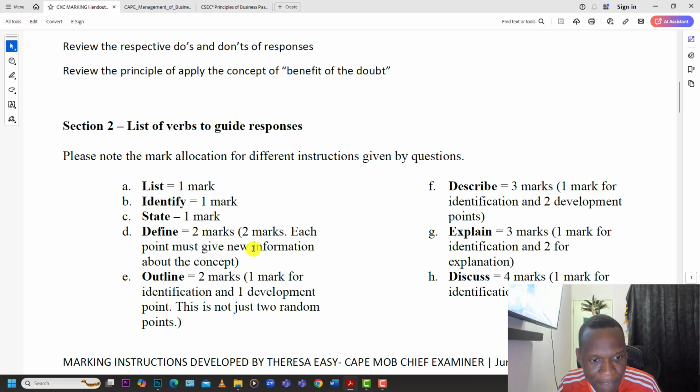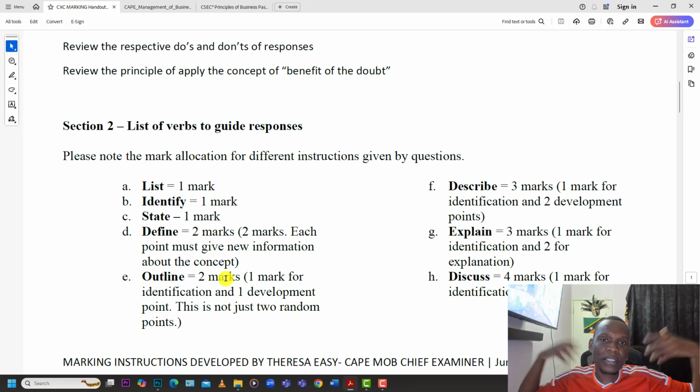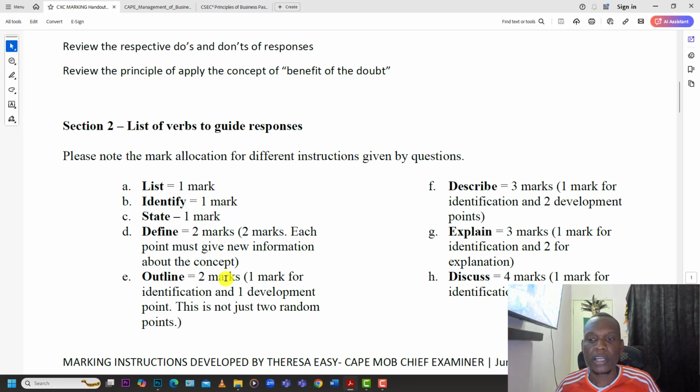Define. Every definition for CSEC, for MOB, CXC in general, is a 2 marker, right? 2 marks. Each point must give new information about the concept, right? So for example, let's say photosynthesis. What is the definition of photosynthesis? The process by which plants make their food. Okay, fine. But the process by which green plants use sun to manufacture their own food.